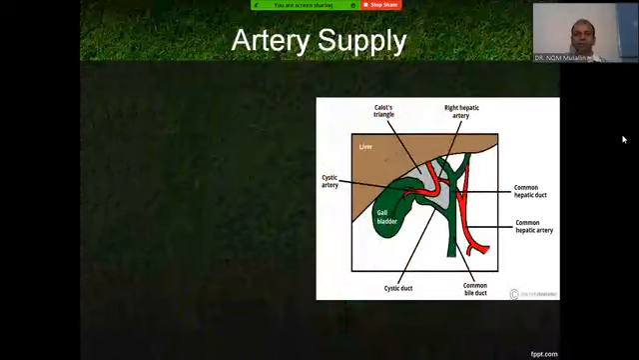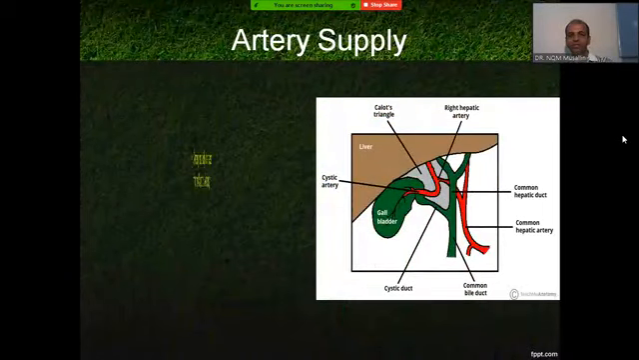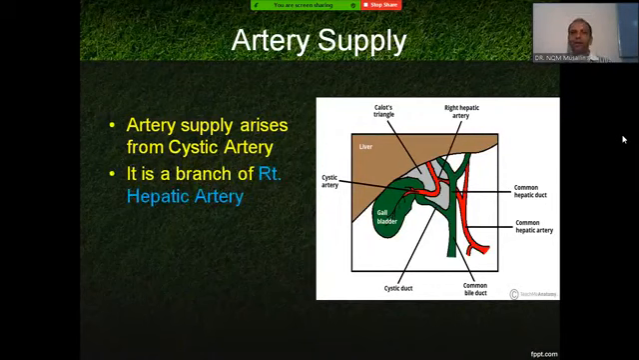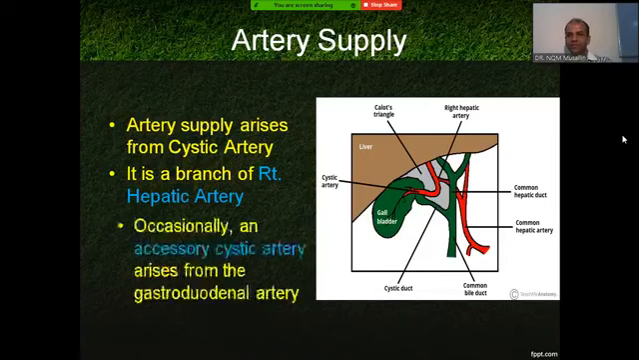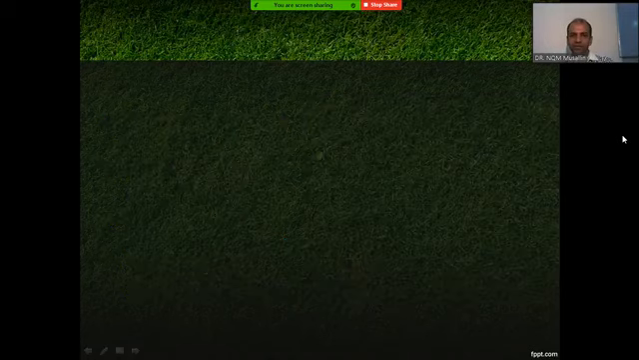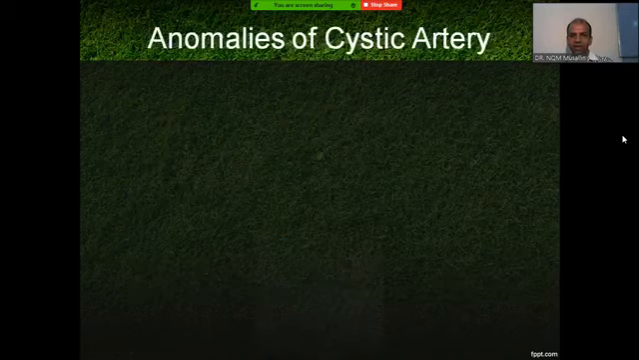Now, the artery supply of the gallbladder. You know, the artery supply of the gallbladder is from the cystic artery. The cystic artery arises from the right hepatic artery. Sometimes there may be an accessory cystic artery which arises from the gastroduodenal artery. Other than this, there are so many anomalies of the cystic artery.